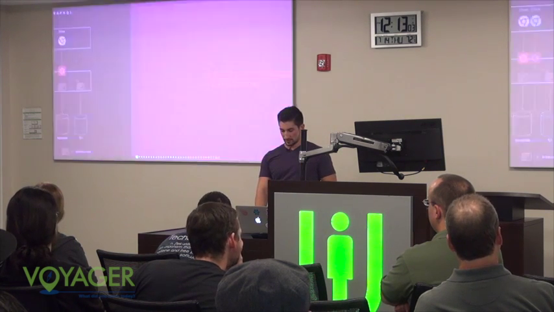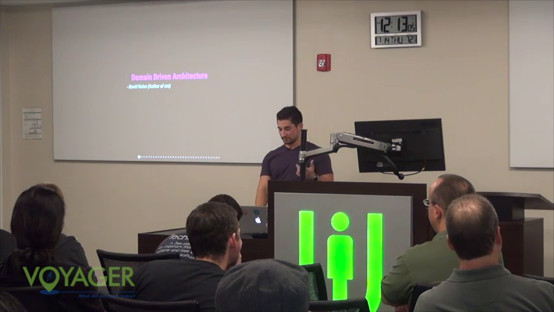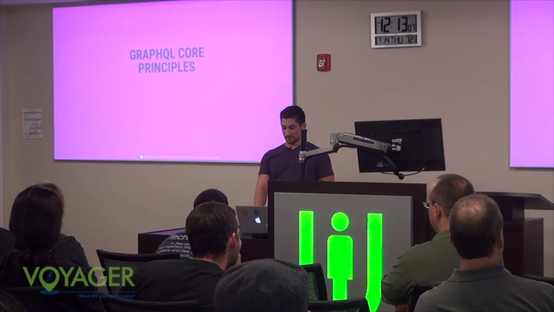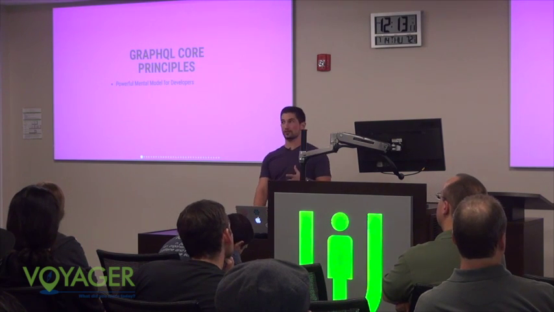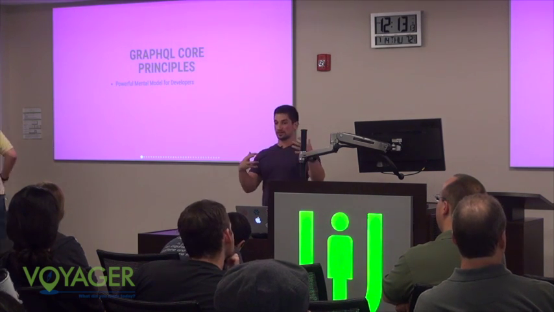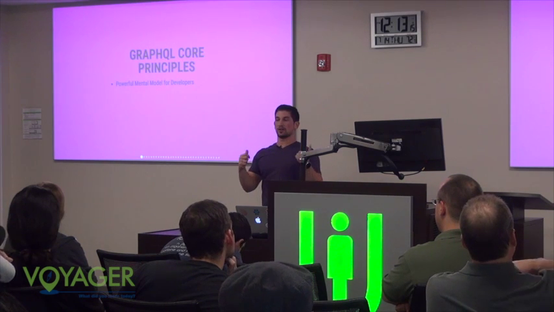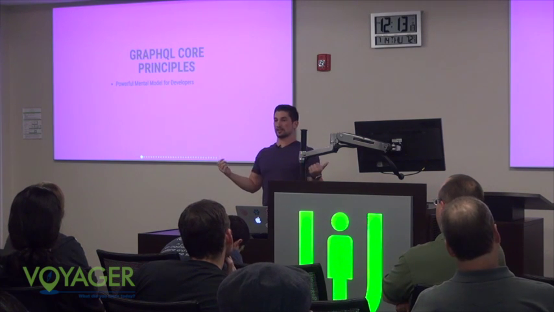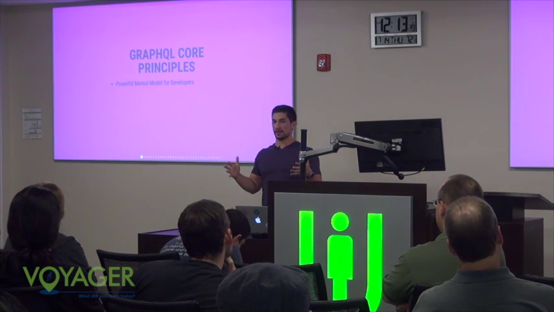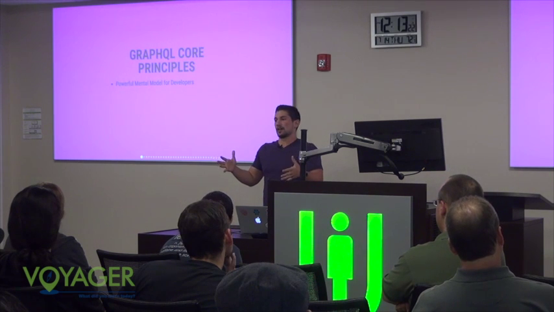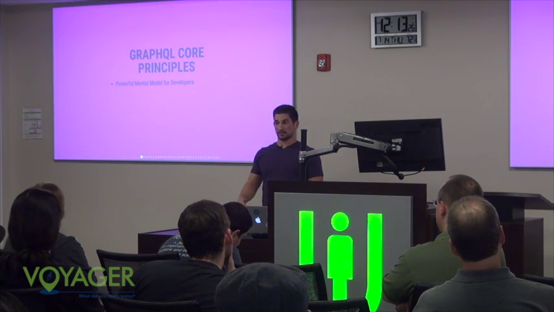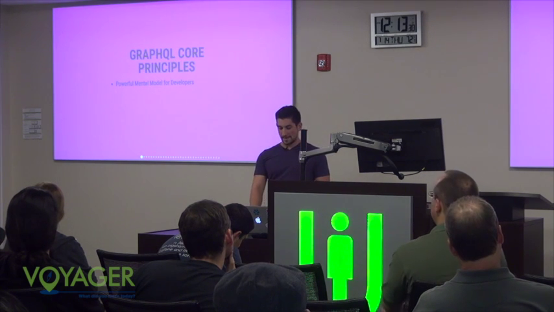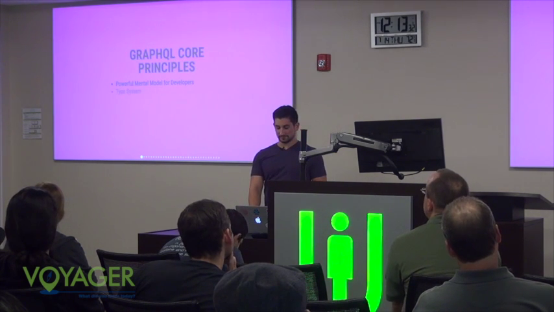Sweet. Thanks. So domain-driven architecture, pretty cool term. So GraphQL core principles. It's a powerful mental model for developers. Again, we think in terms of graph. We think in terms of the model. When we go then try and fetch data, why do we have to context switch and think about, oh, how do my resources look? Or how do I join these tables on the back end? Or how is this stored in the database? As a front-end client developer, you don't necessarily want to think about those things. I mean, maybe you do, but it's easier not to.